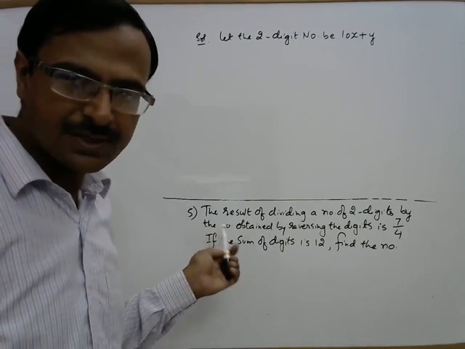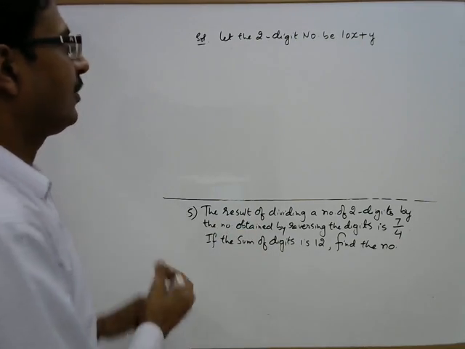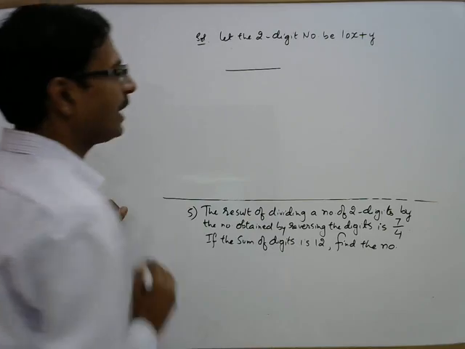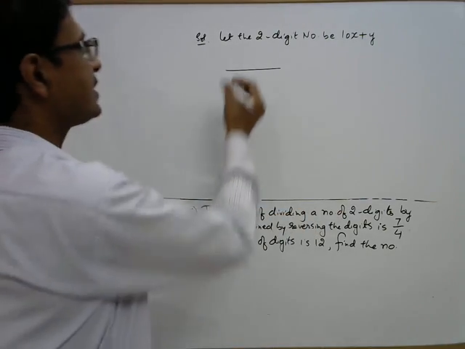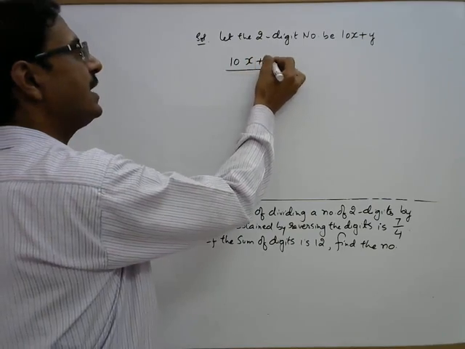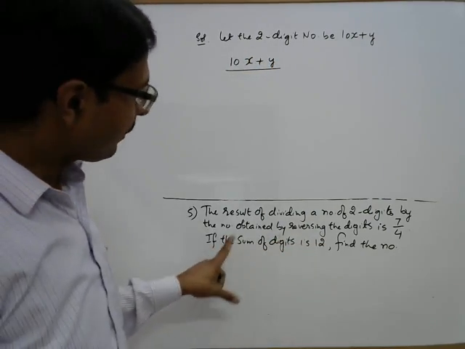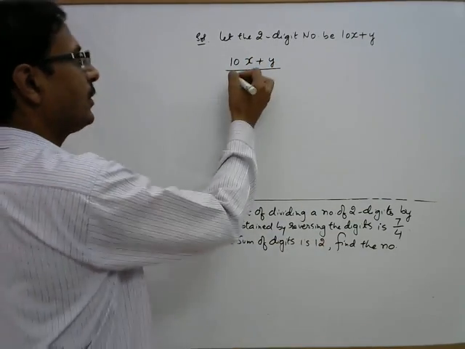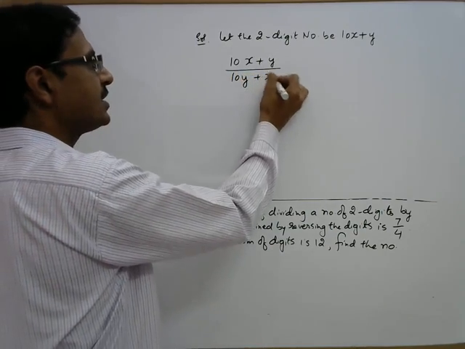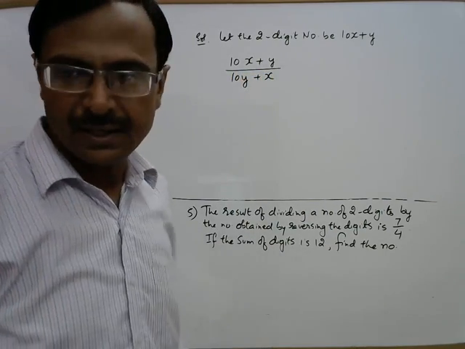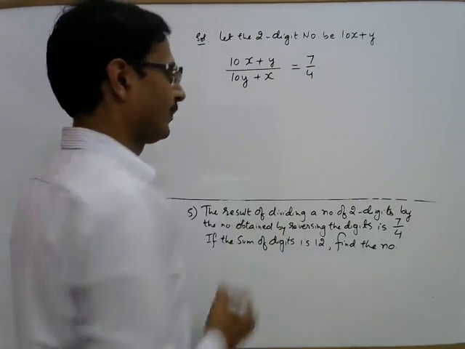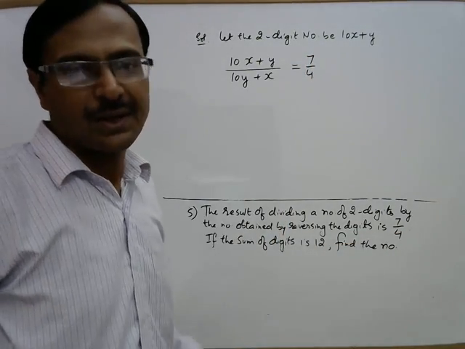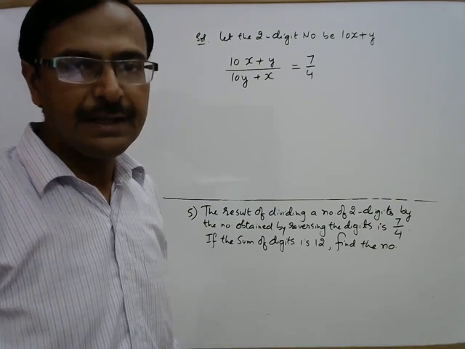First equation, the result of dividing. Now we are dividing something, that means there will be a divide sign. What are we dividing? A number of two digits. Number of two digits means 10x plus y, by the number obtained by reversing the digits. So in the denominator, we have the number obtained by reversing the digits, that is 10y plus x. And what is the result? Result is 7 by 4. So the first equation, now we can cross multiply this and get the linear equation.